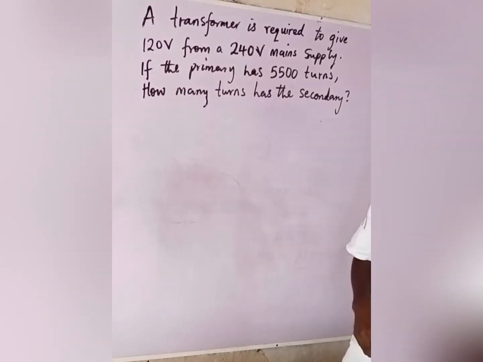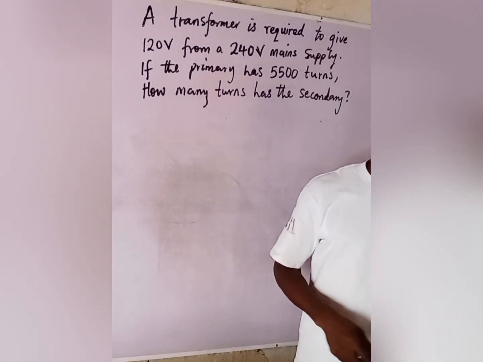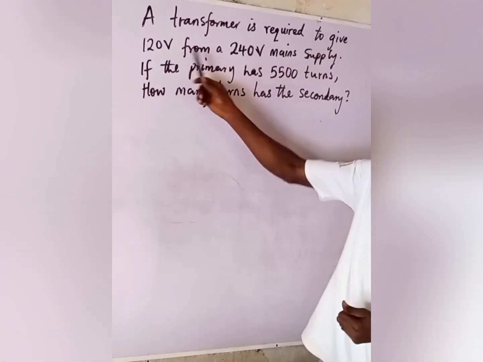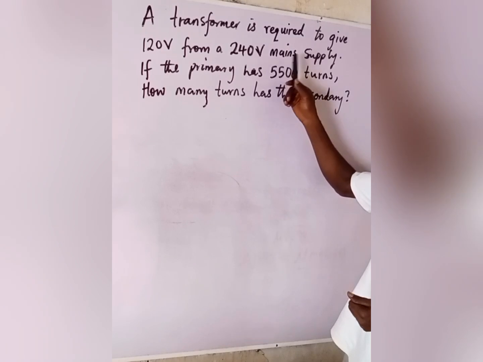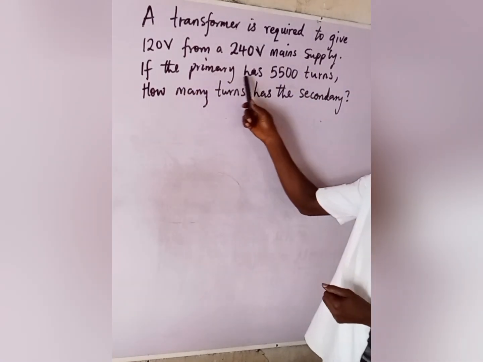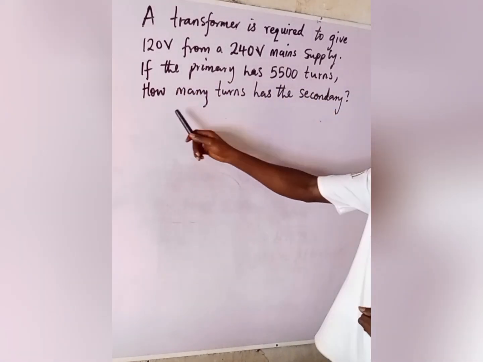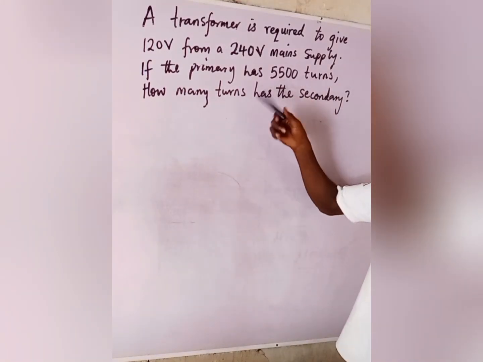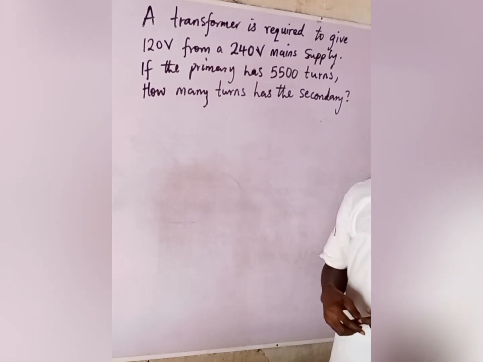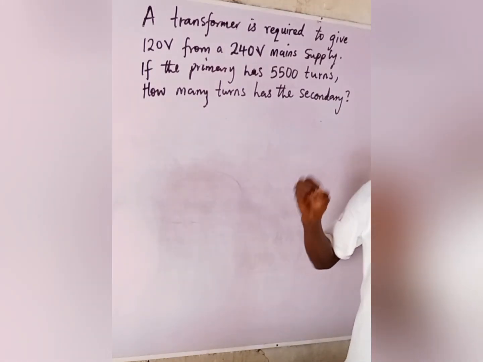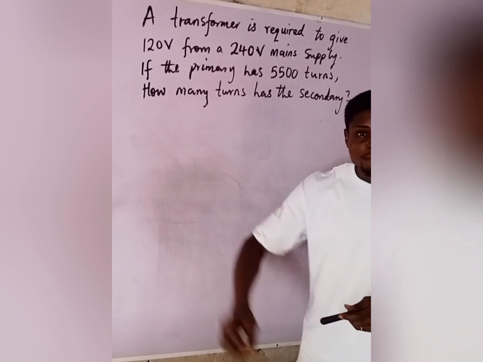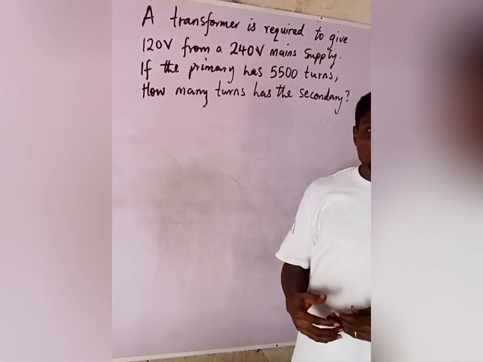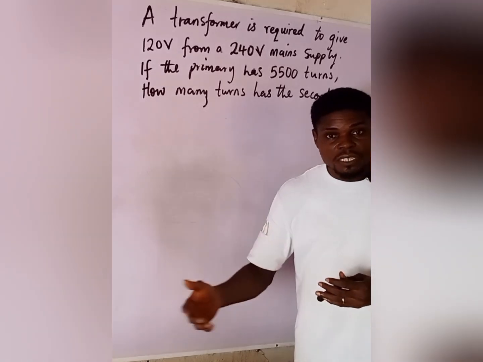All right, today we want to look at a very important question on the board, and it says a transformer is required to give 120 volts from a 240 volt main supply. If the primary has 5,500 turns, how many turns has the secondary? Of course, when you look at this question, you will agree with me that the question is coming from a transformer. A transformer steps up the voltage or steps it down depending on the amount of voltage that you want to use for your domestic use.